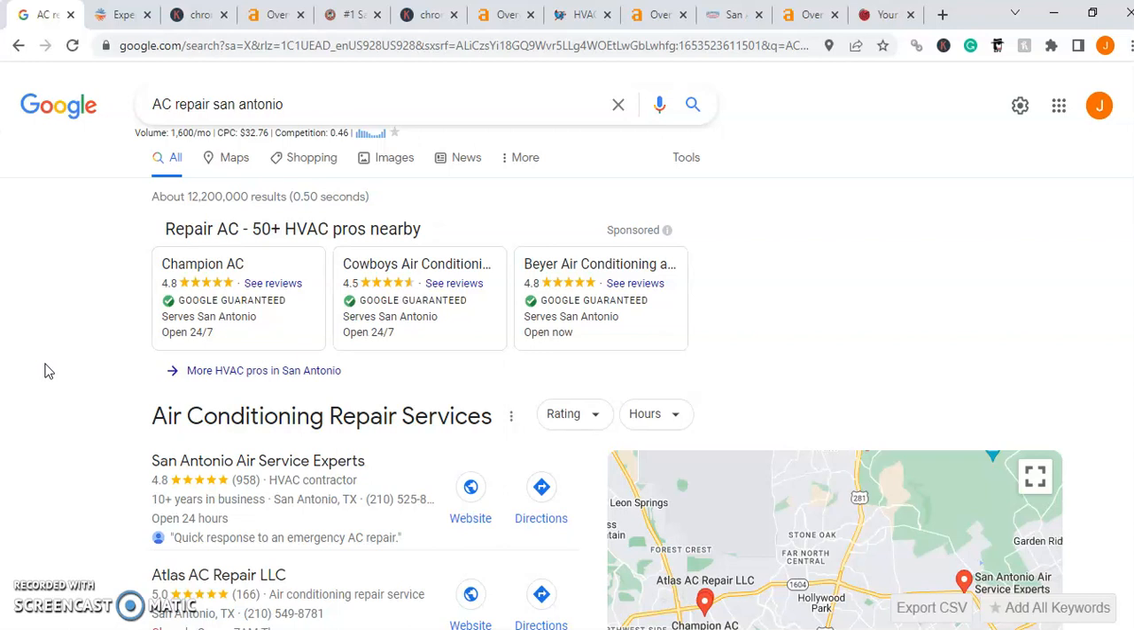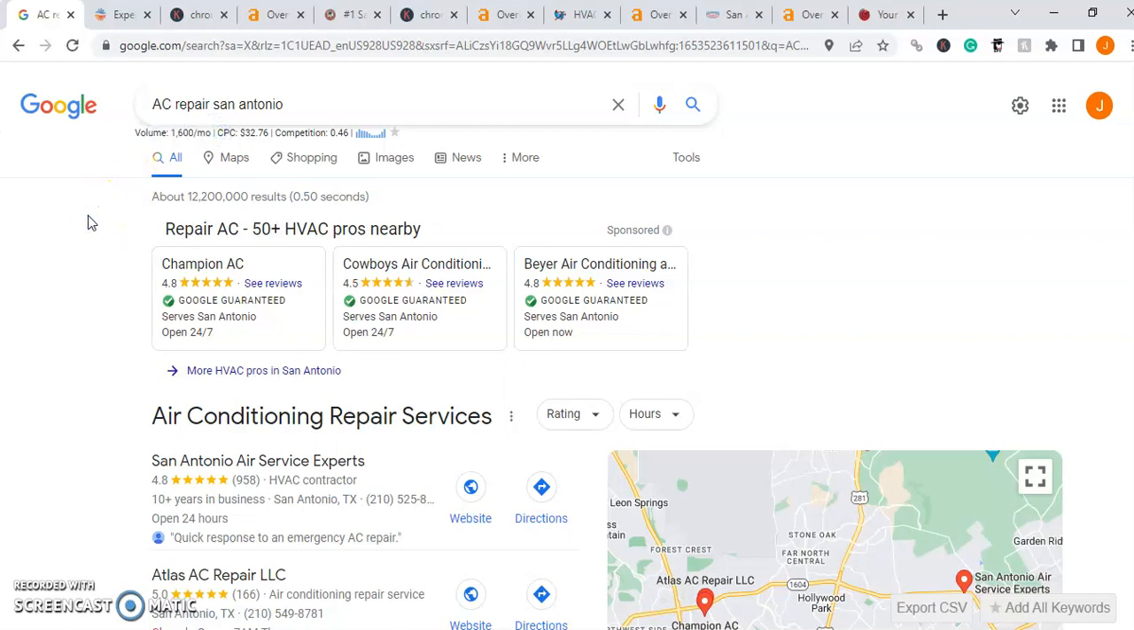I'll be walking you through your digital marketing attack plan to show you how you could turn your website into a lead generation machine and really generate some revenue for your business month over month through the use of SEO. Now, if we take a look at the top here, you'll see that we have AC Repair San Antonio plugged into the search bar, which generates about 1,600 searches every single month.